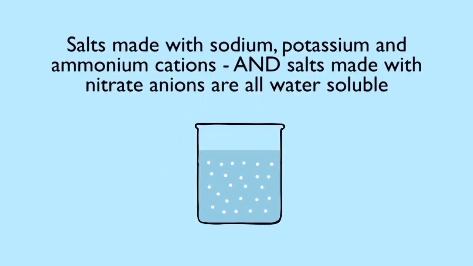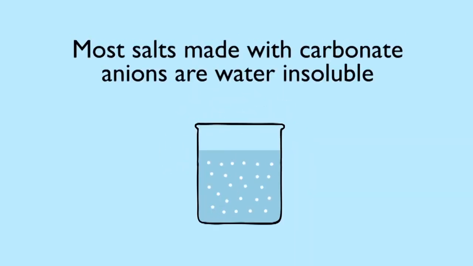Salts made with sodium, potassium and ammonium cations and those made with nitrate anions are all water soluble. But most salts made with carbonate anions are water insoluble. Salts dissolved in solution have an important property, the ability to conduct electricity, and we call them electrolytes.